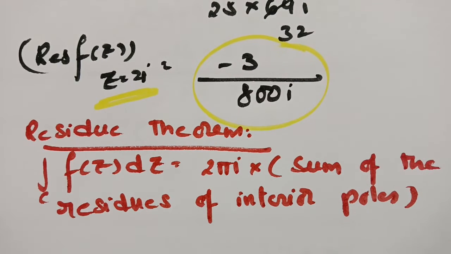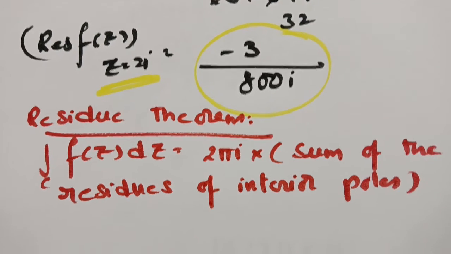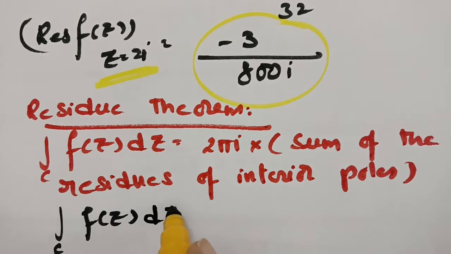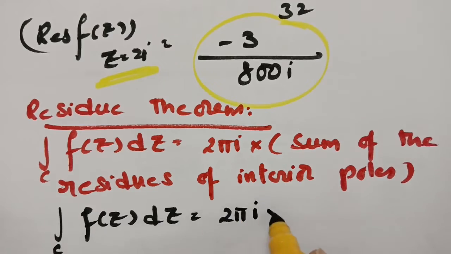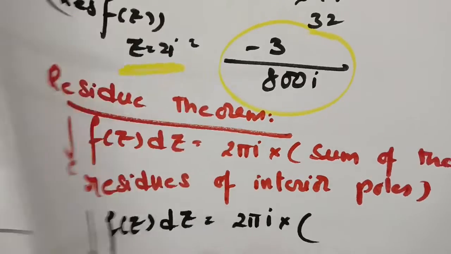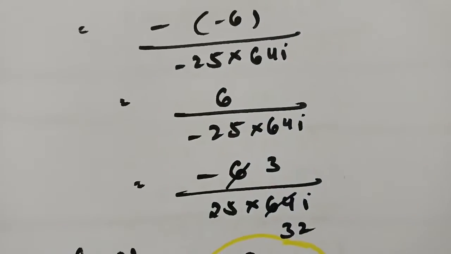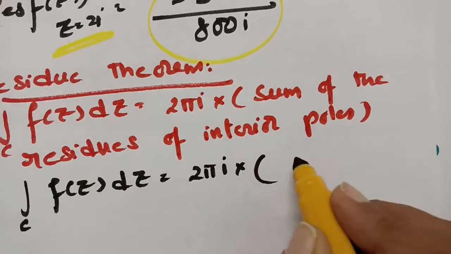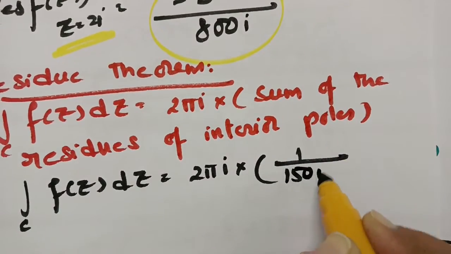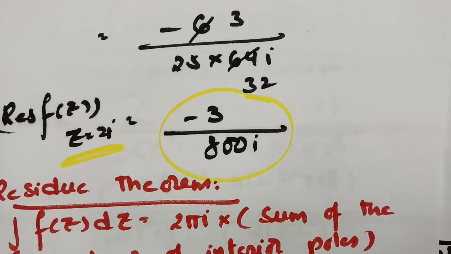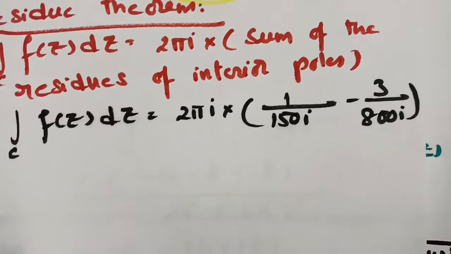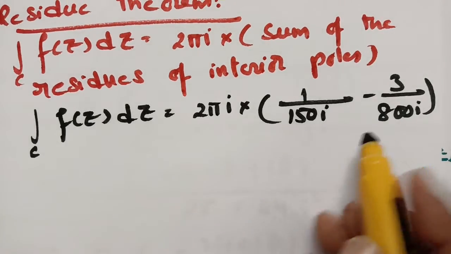So what are the interior poles here? That is plus 2i and plus 3i. So the integral over c of f of z dz is equal to 2 pi i times of, the first interior pole here is plus 3i, which is 1 by 150i, and the next interior pole here is minus 3 by 800 into i. So here these two are the interior poles.